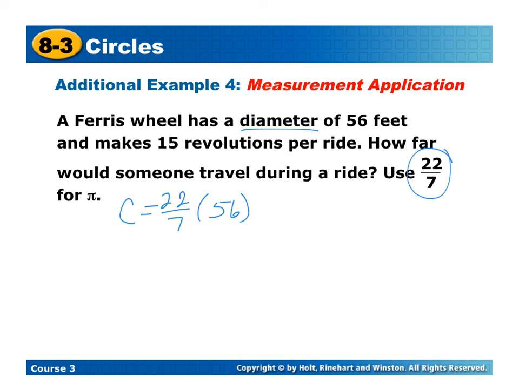So if I do 22 times 56, because it's really 56 over 1, I get 1,232 over 7. That doesn't give me a lot of information, so I'm actually going to divide that. It becomes 176 feet that they travel total during the ride.